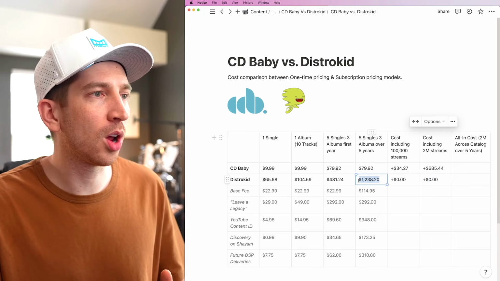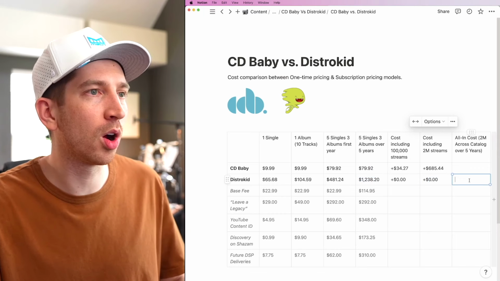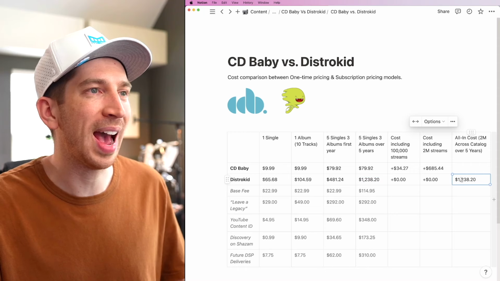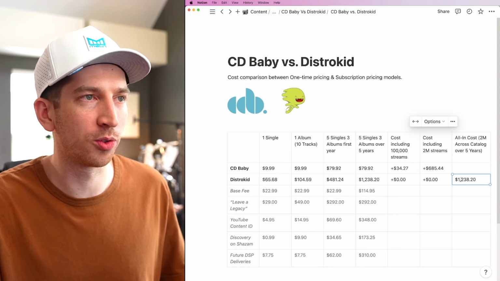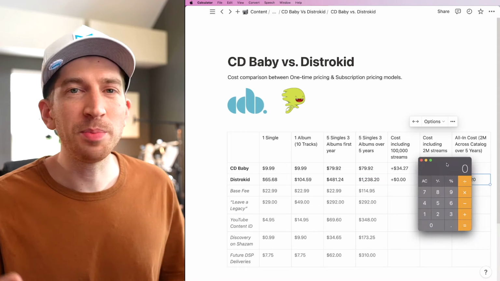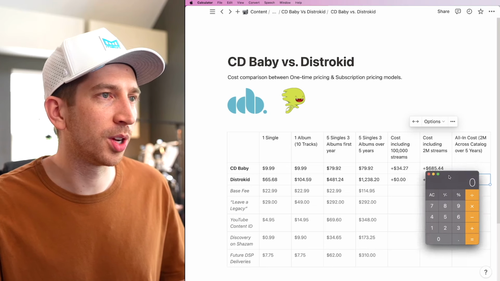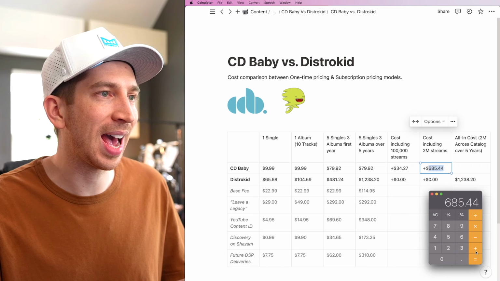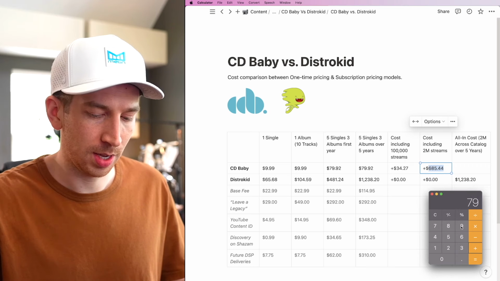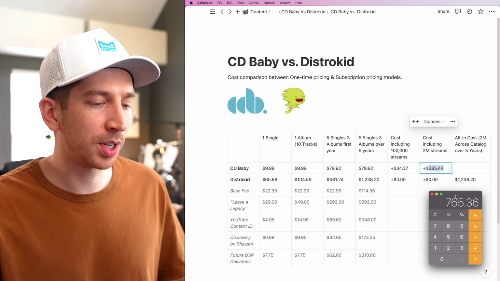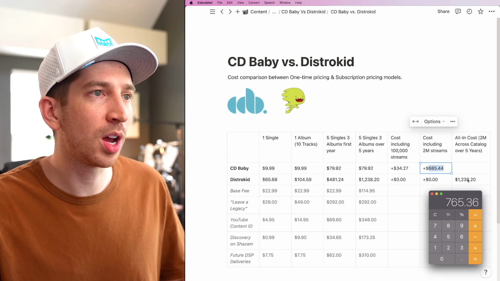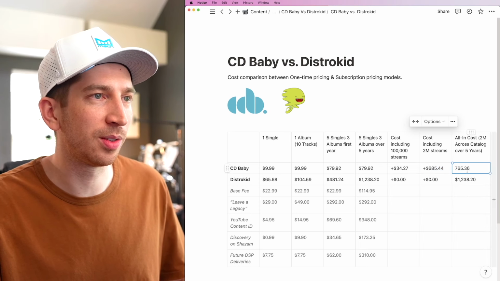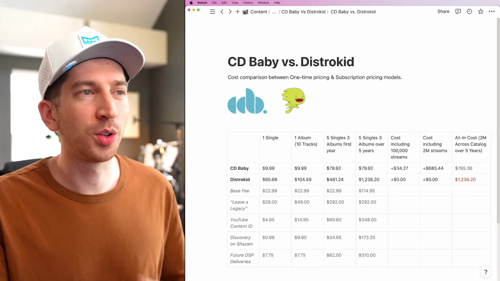Obviously for Distrokid, all we need to do is copy this number over into the final cell, and we have our all-in cost over 5 years for this catalog. CD Baby is going to require a calculator. So let's grab this number, paste that into our calculator. Then we need to add our $79.92. And that gives us an all-in cost of $765.36. So the choice is clear, folks.